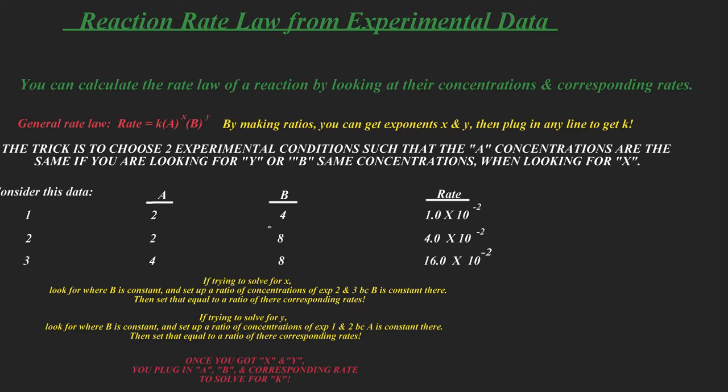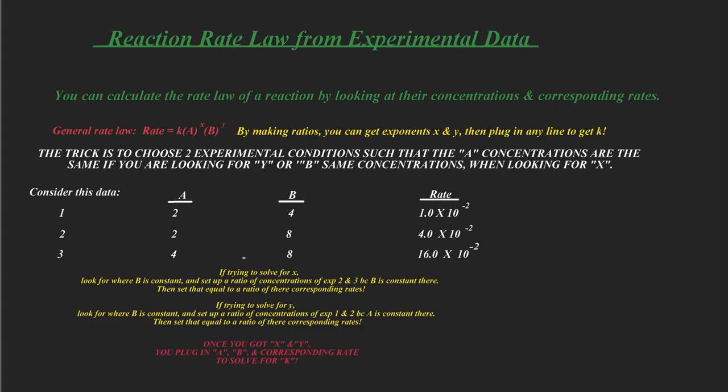And then for y you would do the same thing, but looking at where A is constant. So you would do 8/4 all raised to the y, and then do a ratio of these two rates. Once you've got that, plug in any of the three experiments to get what k is. That's basically it. Make sure you check out the example videos for this in action. I'll probably just do this example right here.